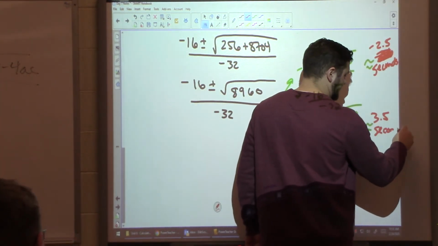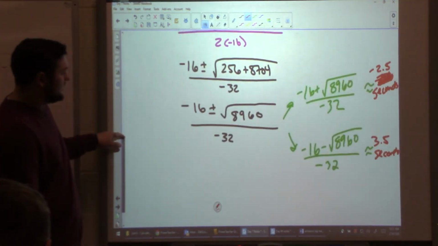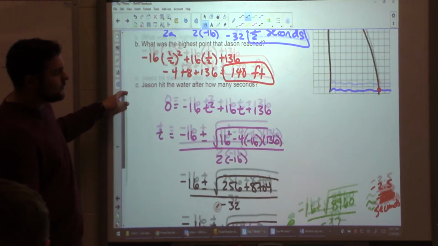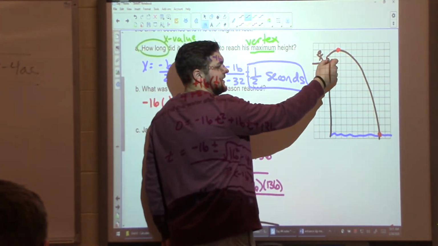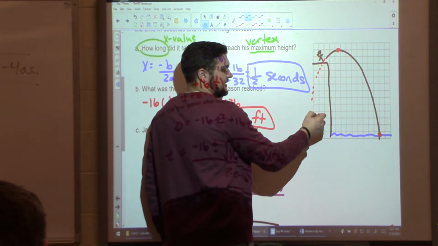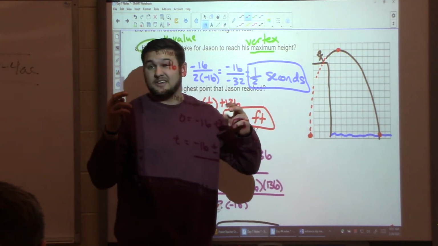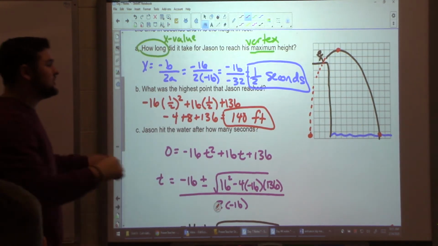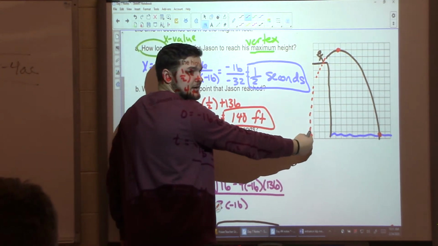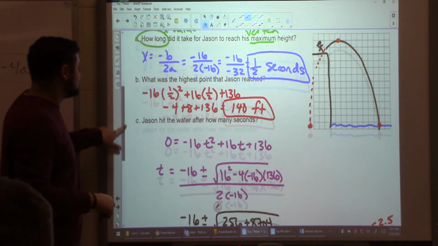Why are there 2? Okay, if I go back up to my picture for a second, let's think about this. Why did I get 2 answers? Well, because remember, this parabola, guys, doesn't stop where he is. It technically keeps going. So it hits the water over here, too, it technically says, but can you go backwards in time? Can I have negative seconds? No. So this is where that negative 2.5 comes from. It's because it keeps going with the parabola back in time almost.